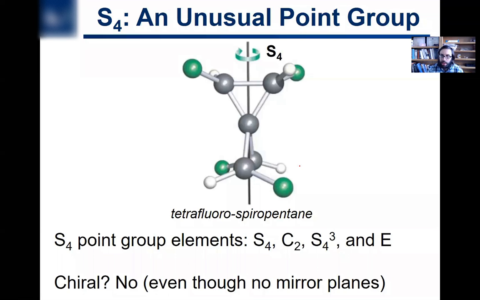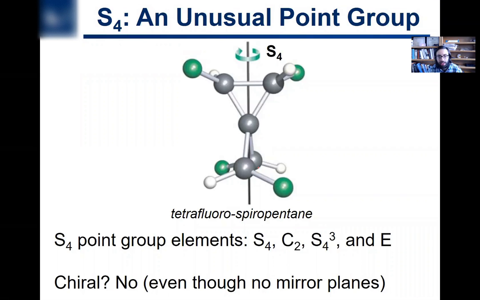Here's getting to the point, an example of what I said earlier. Oftentimes people learn that if a molecule doesn't have a mirror plane, that means it's chiral. But here is a molecule that doesn't have a mirror plane and is not chiral. So that line of reasoning is completely wrong, okay? This molecule is called tetrachlorospiropentane. It's a very weird molecule, but hey, it's a molecule, you can make it, and it's not chiral.